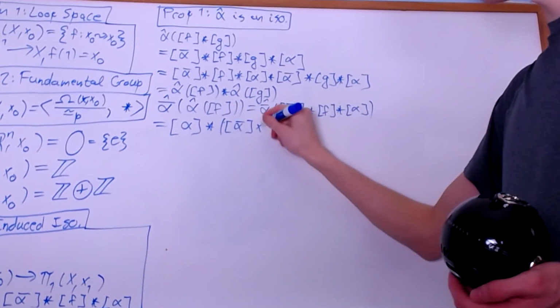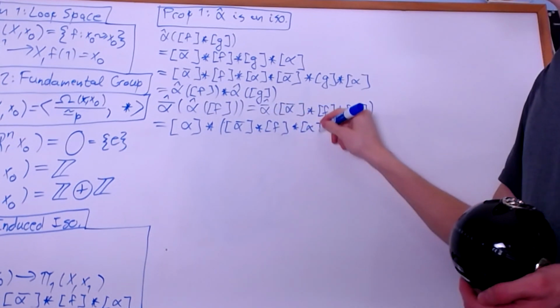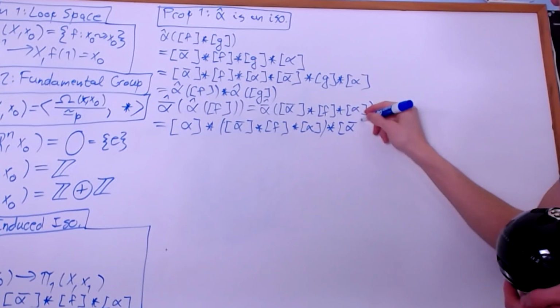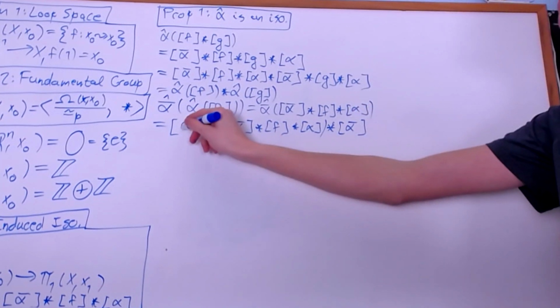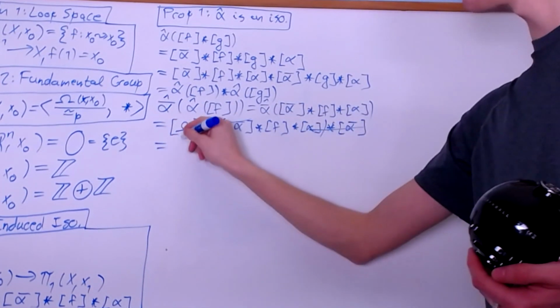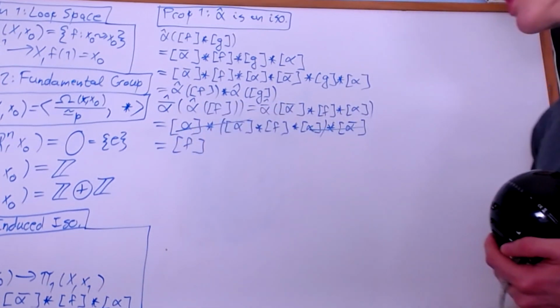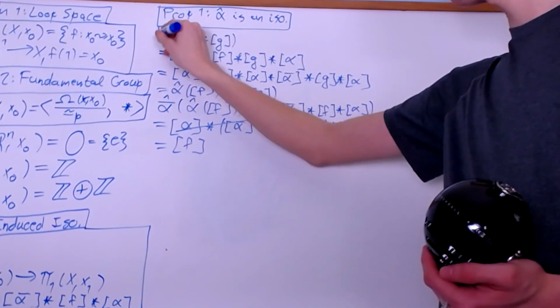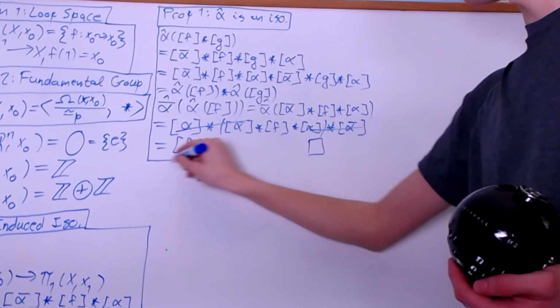It's alpha bar, star f, star alpha. And then at the other end, we just do alpha bar. And then you can clearly see we have alpha times alpha bar, alpha times alpha bar. We just get f out the other end, and thus we have the identity. You can go ahead and very easily check that this goes the other way around as well.